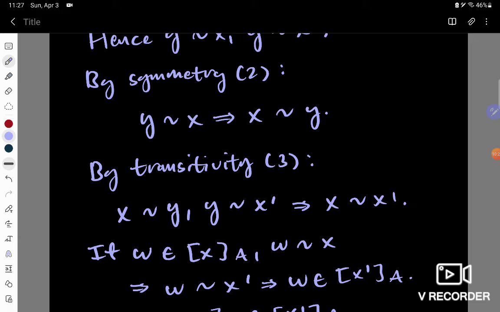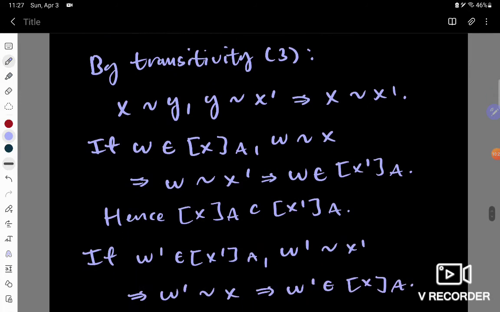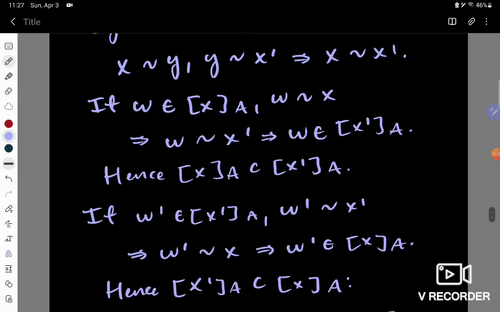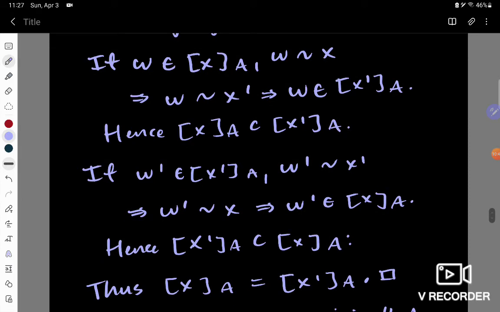We just switch around X and X prime now because there's no generality lost there. So we've shown this one-way containment, and now we take W prime as another element, which we know is in the equivalence class of X prime, and we proceed just the same way. So we show that W prime is in the equivalence class of X, so this containment holds, and we have satisfied our conclusion. So this is all to prove that any two equivalence classes are either disjoint or equal.